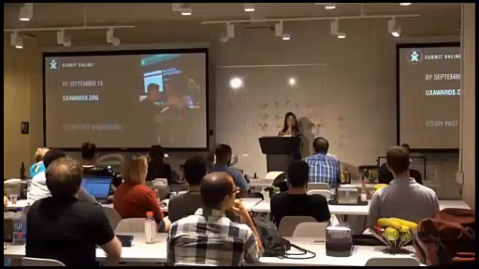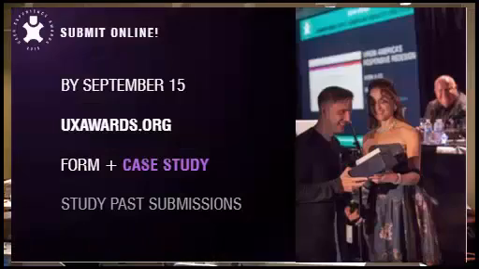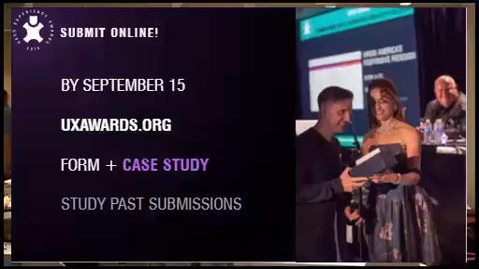So just remember, September 15th is your deadline. You submit online at uxawards.org. There's two parts. There's a form, and then there's also a case study, and it's all about the case study. The case study is where you make your pitch and describe why your product and service is awesome and why it should win an award. And the form is just basically supplementary material for the website, etc. So focus on the case study and look at past submissions.